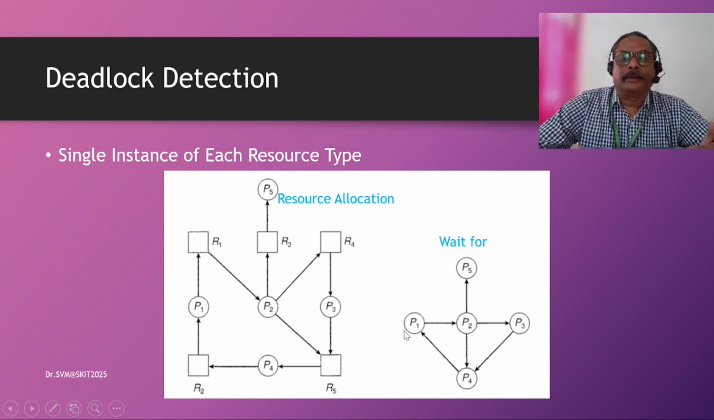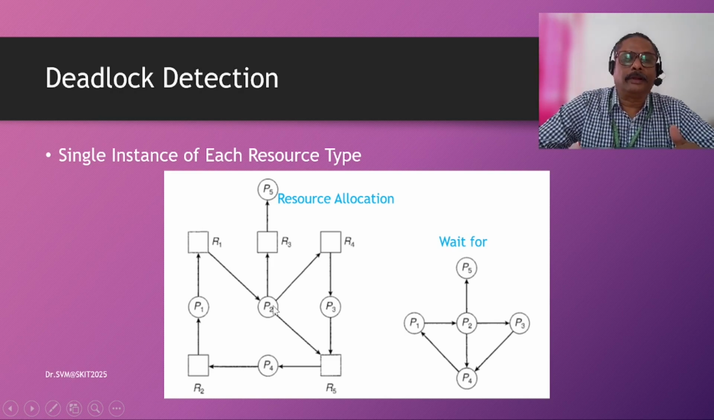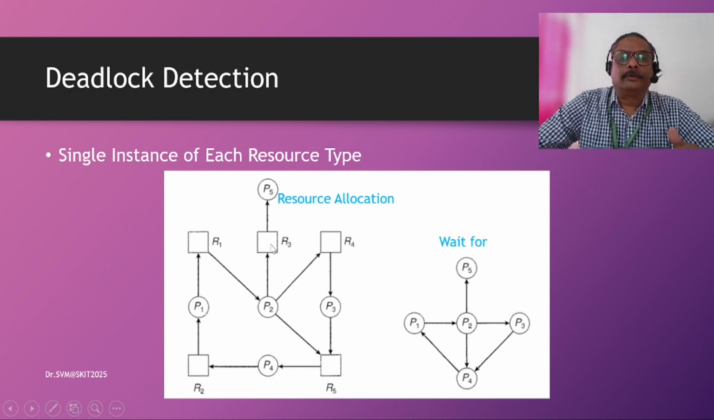In other words, P1 is waiting for P2 to complete, P2 is waiting for P5 to complete, P2 is waiting for P3 to complete, P3 is waiting for P4 to complete, and P4 is waiting for P1 to complete. Instead of getting a too complicated graph, we can simplify it. This graph is what we call the resource allocation graph: which resource is allocated to which process and which process is waiting for which resource. But you can simplify that and say that P5 is waiting for P2.